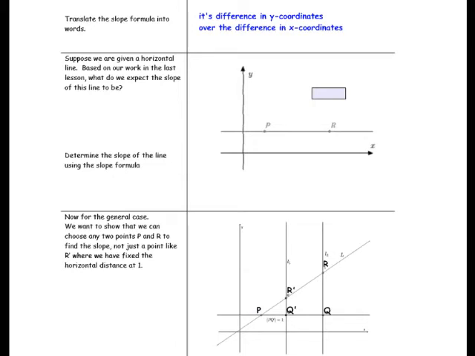Suppose we are given a horizontal line. So see where the P and the R are. Based on our work in the last lesson, what do we expect the slope of this line to be? The slope should be 0, because if we go 1 unit to the right of P, then identify the vertical difference between that point and R, there is no difference. Therefore, the slope is 0.